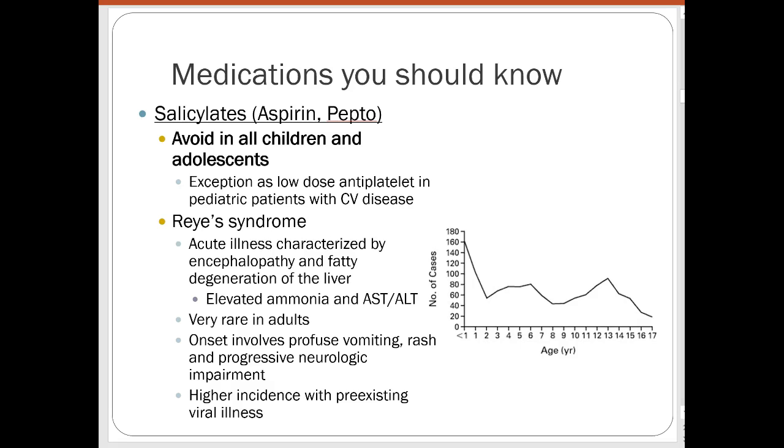Salicylates, we talked about this already a couple times. So avoid in all children and adolescents, with the exception of CV disease kids and low-dose antiplatelets. Sometimes patients with a CV malformation post-surgery might be put on antiplatelet therapy, or if they have some sort of heart defect that's causing early heart failure or pulmonary hypertension, and the peds cardiologist deems that they need to be on this. There are some exceptions to that, but generally we avoid it.